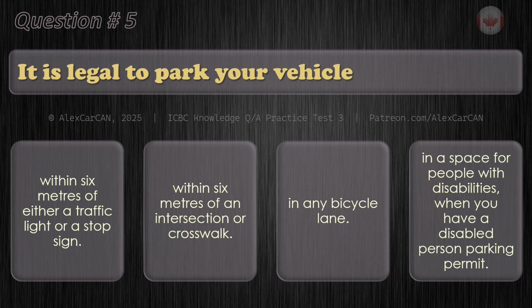Question number 5. It is legal to park your vehicle within 6 meters of either a traffic light or a stop sign, within 6 meters of an intersection or crosswalk, in any bicycle lane, in a space for people with disabilities, when you have a disabled person parking permit. The correct answer is in a space for people with disabilities, when you have a disabled person parking permit.